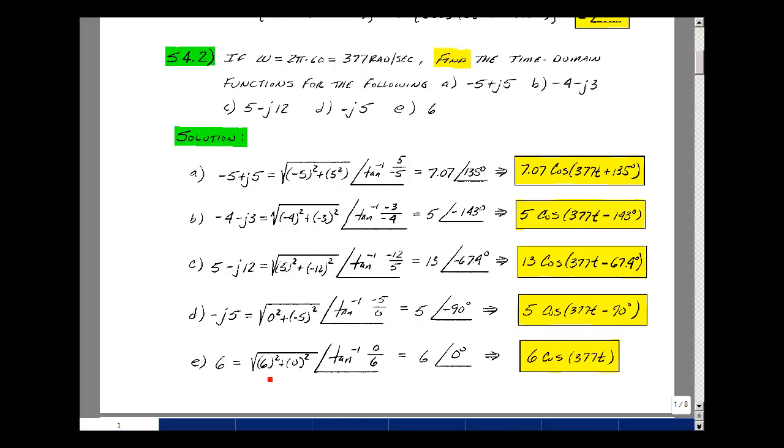Lastly, 6. Real part squared plus imaginary part squared, square root is 6. Arctangent of the imaginary term, which is 0, over 6 is 0, and that's 0 degrees. Just 6 times the cosine of omega t.